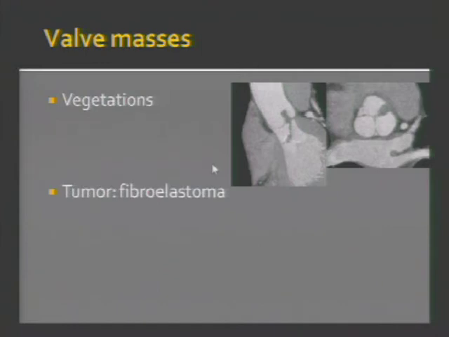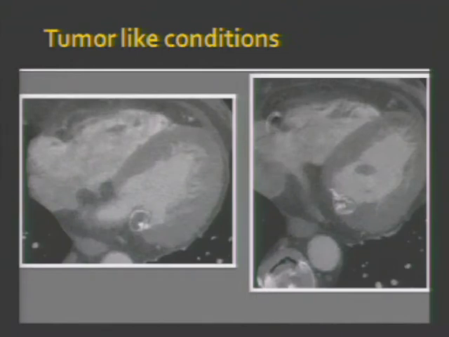You can see tumors, and one of the commonest tumors you will encounter involving the valve will be fibroelastomas. And finally, tumor-like conditions. And this is something I'd like to talk about a little bit more, because this is something we're encountering more and more of. So here is a patient. He had a suspected mass in the mitral valve, and this was seen on echocardiography, and they wanted to know what that mass was, and we did a cardiac CT for this patient.